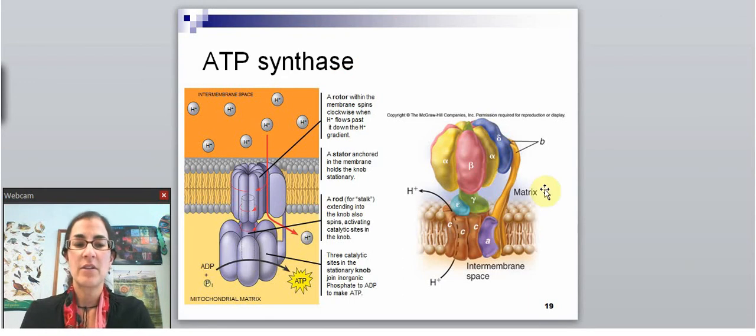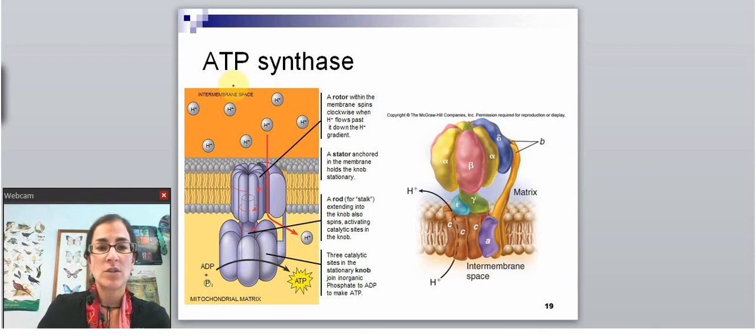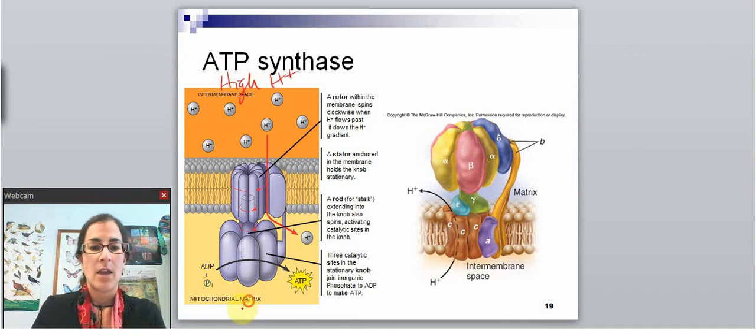So this is a figure from your book or text. You don't need to know all the different subunits, okay? This is just overkill in information. This is a little more simple of a diagram that I like. It shows you where the hydrogen ions are high and where they're low.